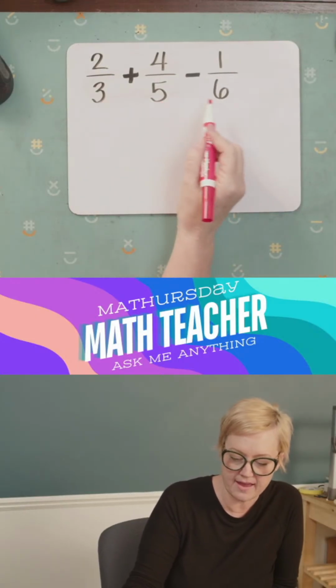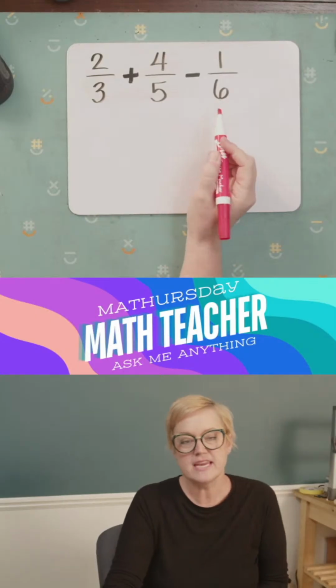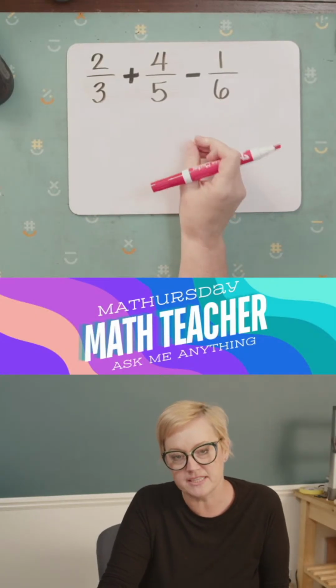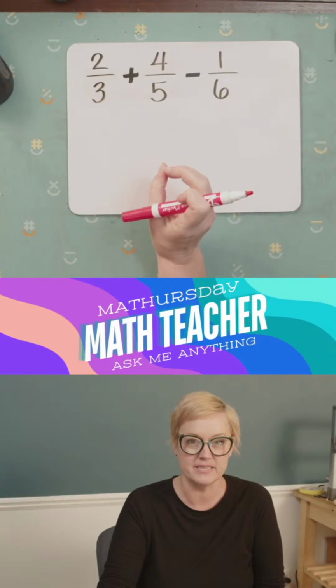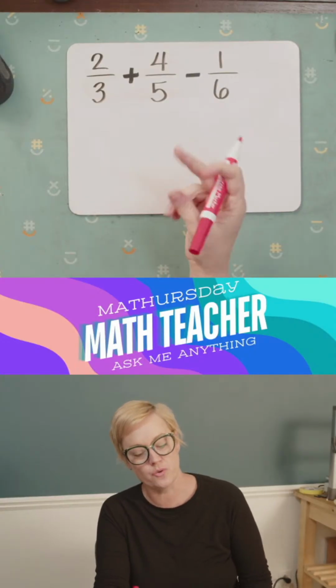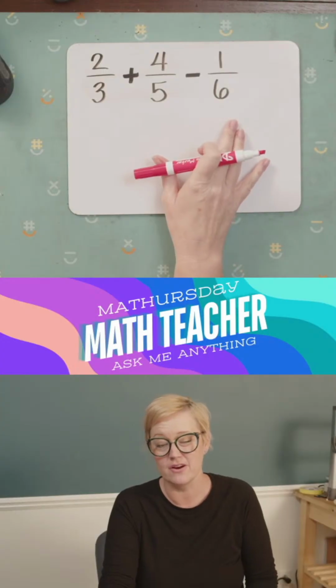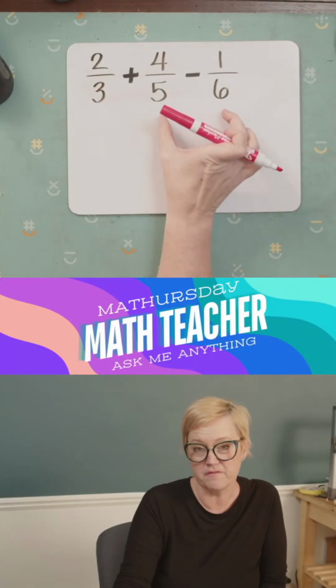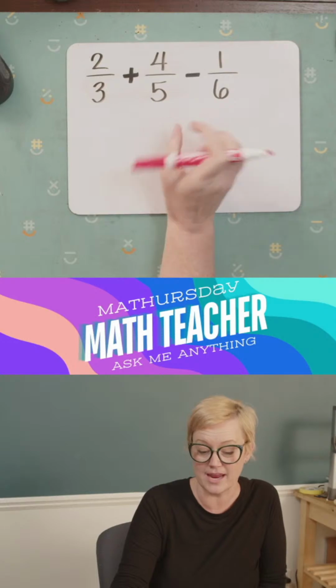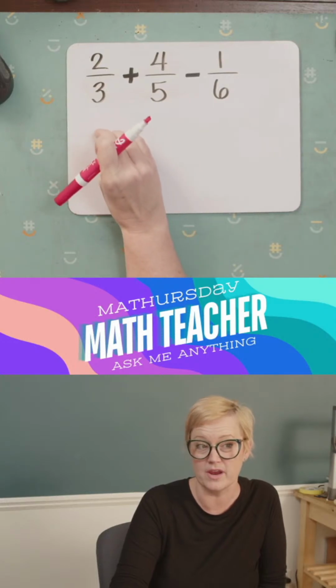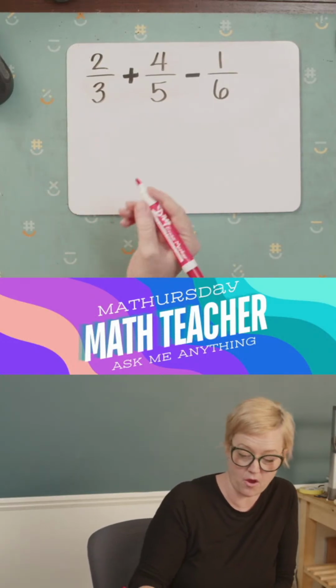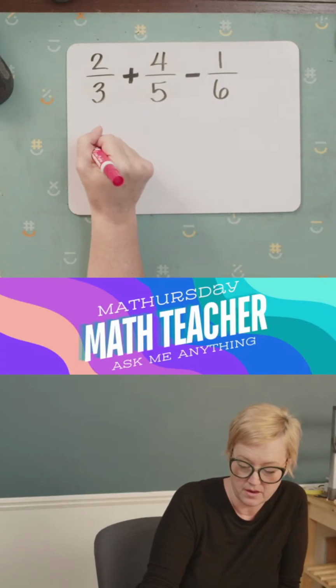So 3, 5, and 6. The easiest way to figure out a common denominator is to just multiply them together. That's really easy when you have 2, but when you have 3 like this, I don't want to multiply all 3 of these together. So luckily, I look at 5 times 6, and that's going to be 30, and that is also divisible by 3. So I'm going to make everything over 30.